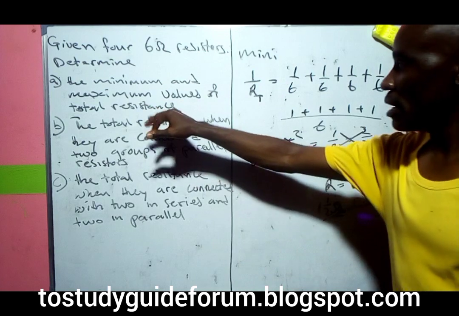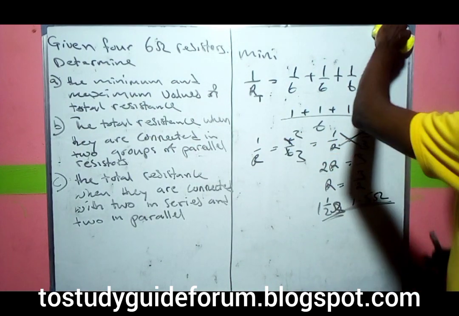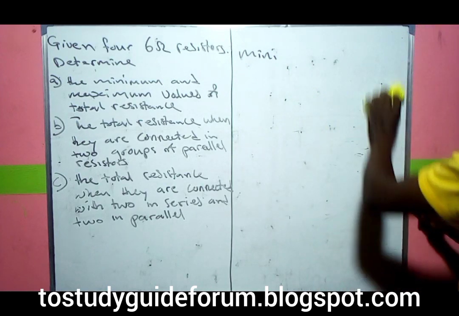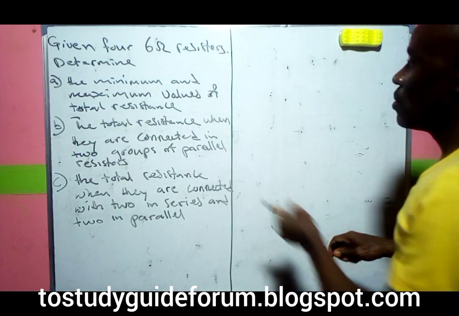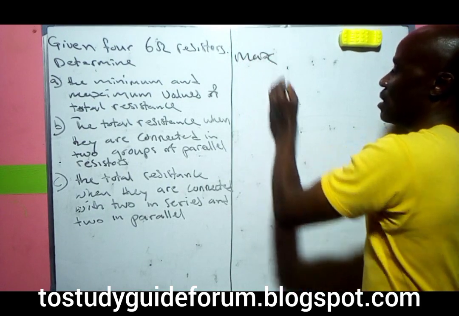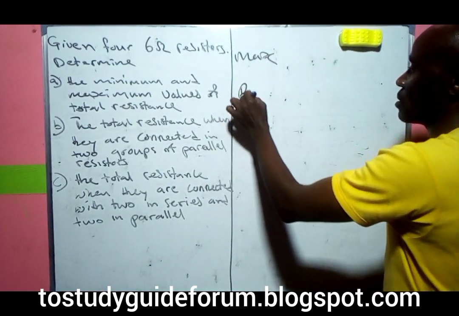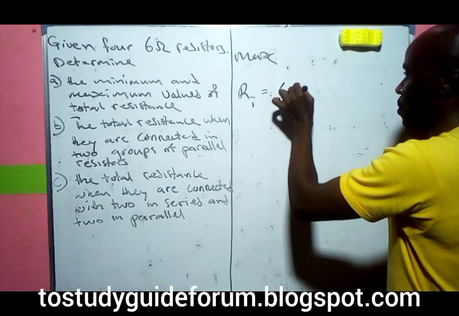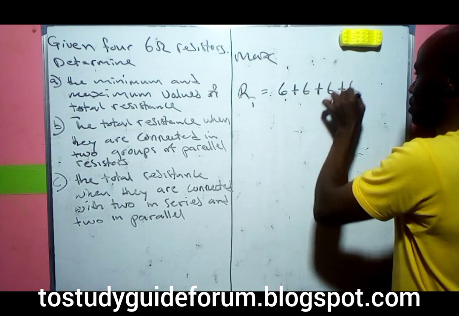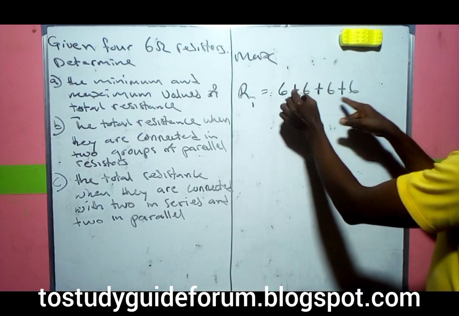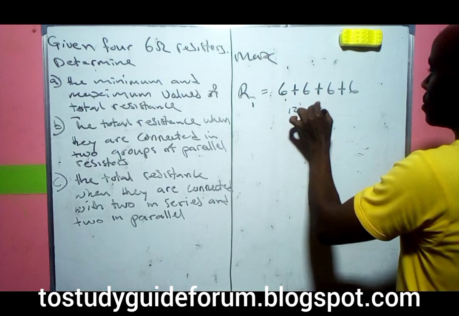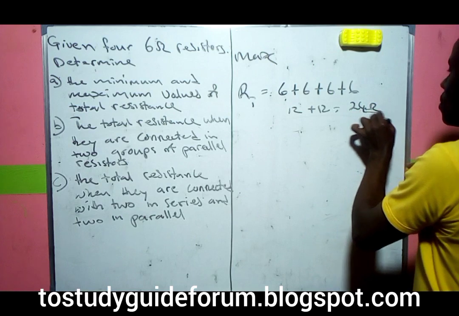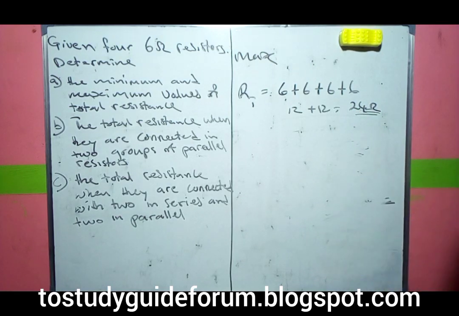The next one is the maximum value. The maximum is achieved when it's connected in series. That is, R total is equal to 6 plus 6 plus 6 plus 6. This will give us 24 ohms. So this is what we have as the maximum.